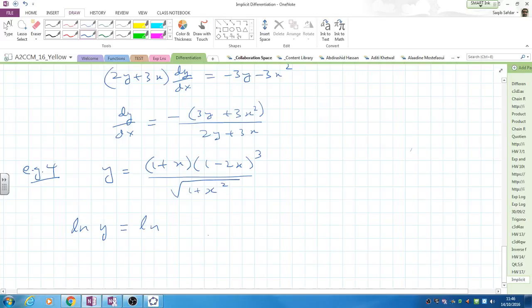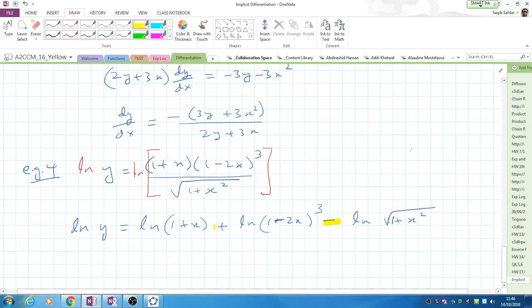So if I took the log of both sides, I'm going to take the ln of both sides, and I'll just put a square bracket around that. That's essentially what I've done. And then I can invoke the multiplication, division, power rule. So I've got ln(1 plus x) plus ln(1 minus 2x) cubed minus ln of the square root of 1 plus x squared. And I'll emphasize that this is a minus sign. And here then you've got a plus.